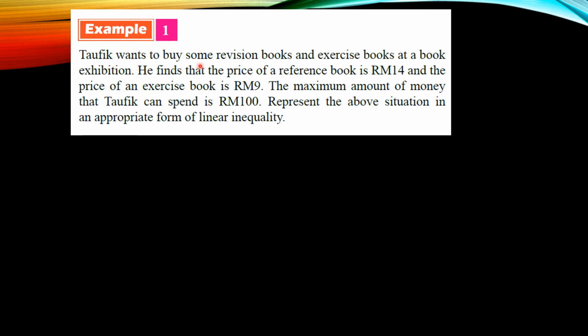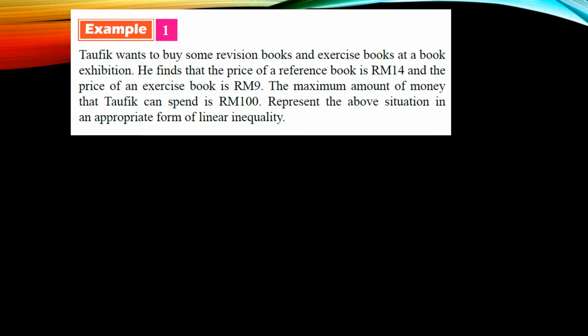Taufik wants to buy some revision books and exercise books at a book exhibition. He finds that the price of a reference book is 14 ringgit and the price of an exercise book is 9 ringgit. The maximum amount of money that Taufik can spend is 100 ringgit. Represent the above situation in an appropriate form of linear inequality.